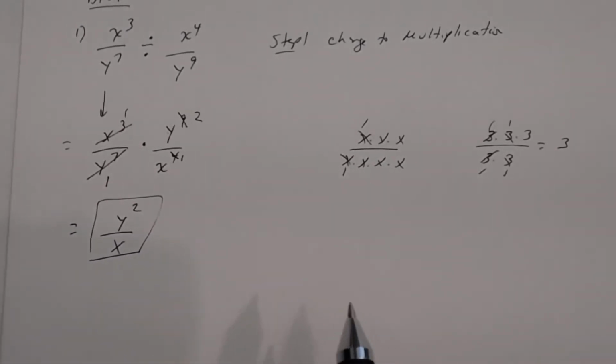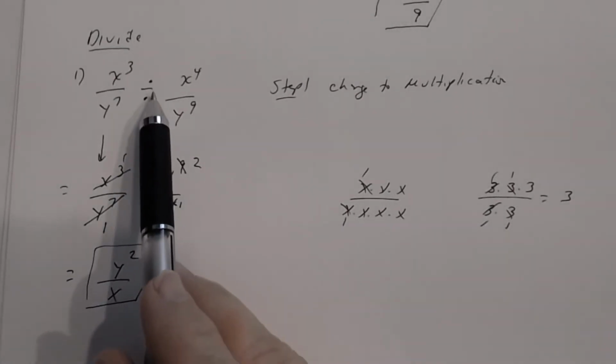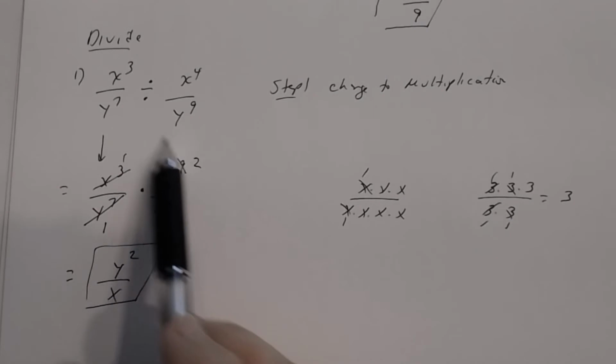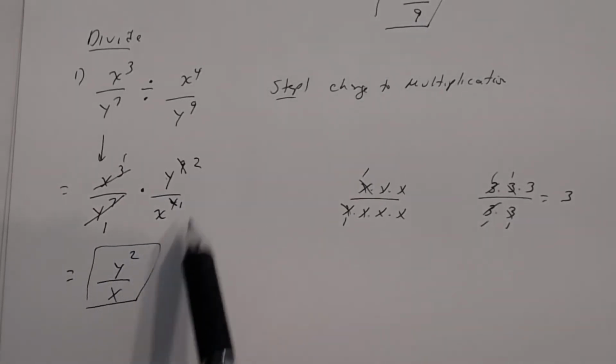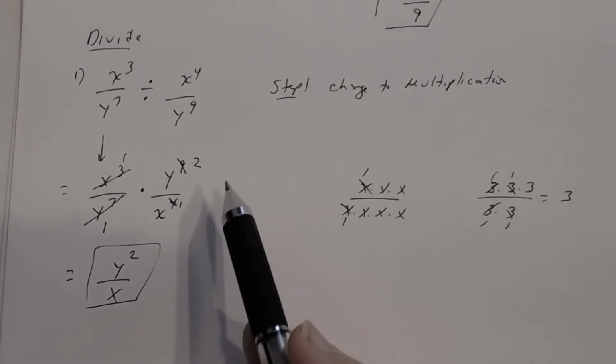All right, so just like you've been doing before, the only new step is this. You got to change your division problem to a multiplication problem, and then the rest is what you've learned before. All right, so fairly simple.